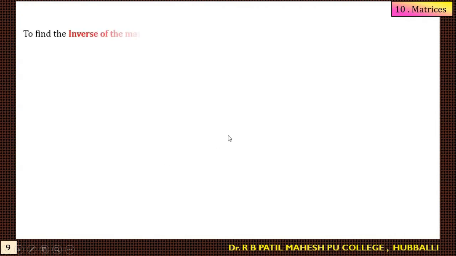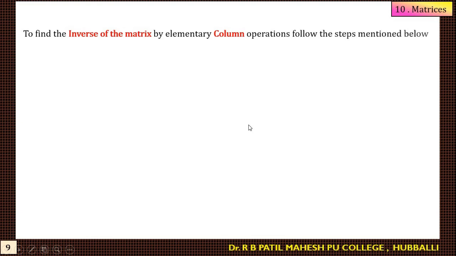Suppose you are using column operations to find the inverse of the matrix by elementary column operations. Follow the steps mentioned below. The first step: first write the equation A is equal to AI. Here you have to consider the equation in reverse. If you are using rows, it is IA; if you are using columns, it is AI, because when we use a column operation on the equation, the right side is operated on the second matrix, that is, the I matrix.